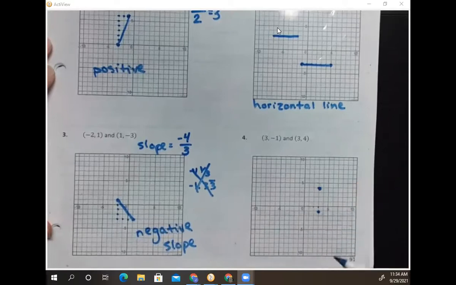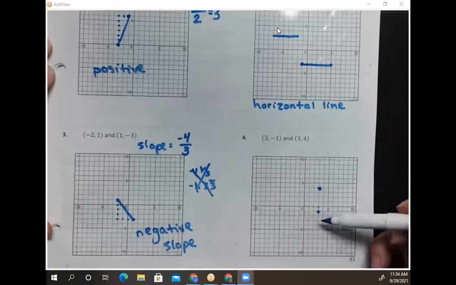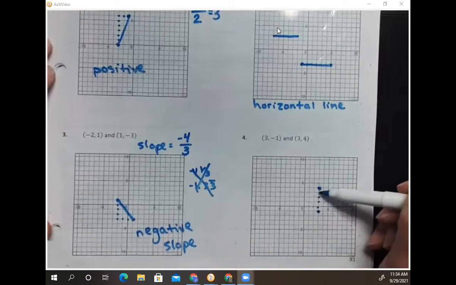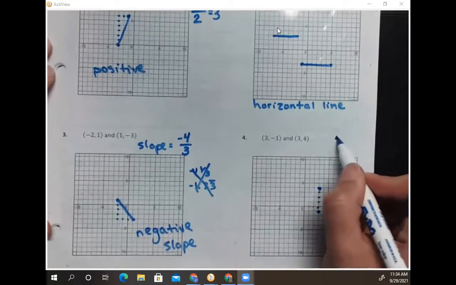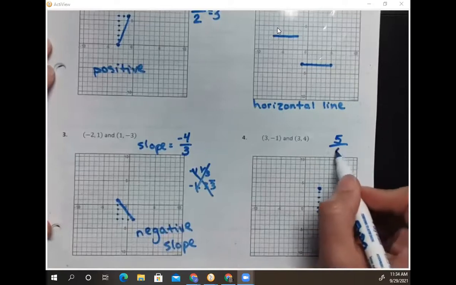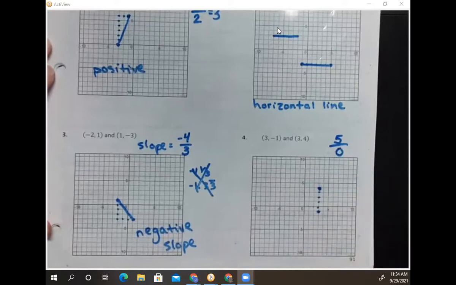Now, this time there is not a left point and a right point because they're lined up on top of each other. So I'm just going to start with the first point I plotted. My rise to get to the next point would be up 1, 2, 3, 4, 5. So 5 over, and now my run is nothing. I don't move forward at all. So we get 5 over 0 here.